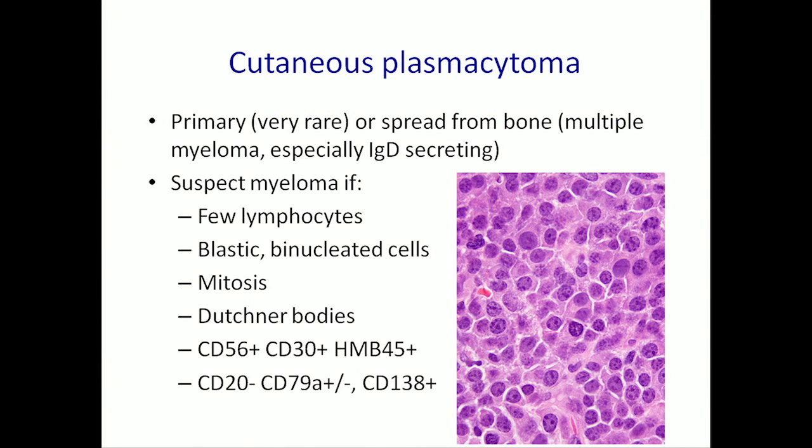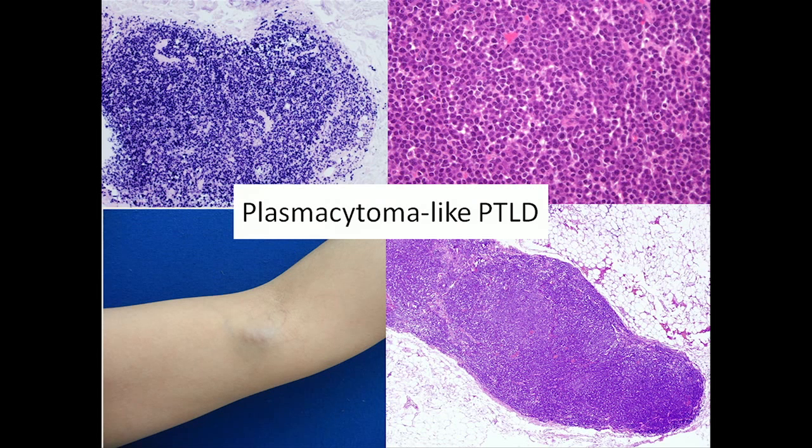So I'm going to briefly talk about plasmacytomas. Be aware that the IgD secreting ones more commonly present in the skin. Those cases are purely plasma cells. The cells are atypical, binucleated. Mitosis, you should never see a mitosis in plasma cells. The presence of Dutcher bodies and markers like CD56 or HMB45 are a red flag that you may be dealing with a cutaneous multiple myeloma. So obviously those patients have a much more serious process.